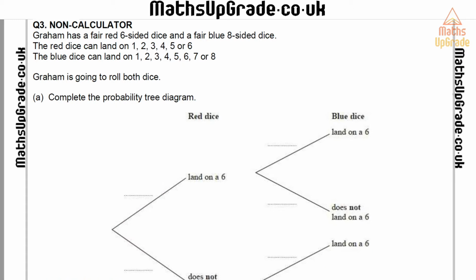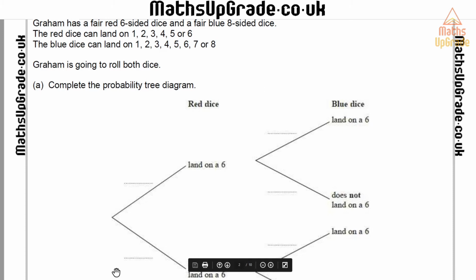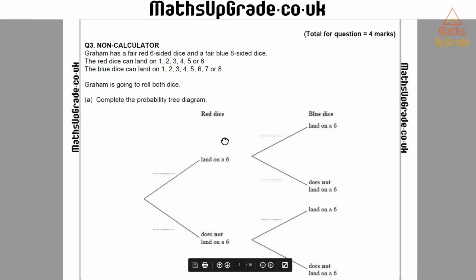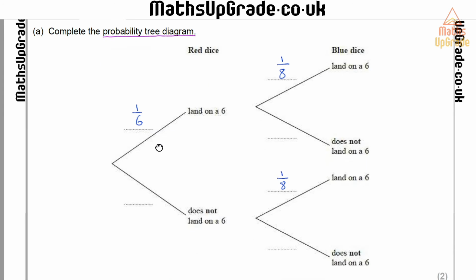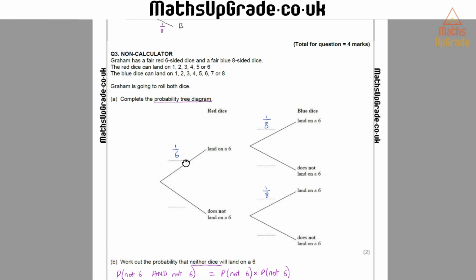Question 3 is worth 4 marks, and we're told that Graham has got a fair red 6-sided dice and a fair blue 8-sided dice. He's going to roll both dice. To complete the tree diagram first of all for 2 marks. The first section of the tree diagram is for the red dice. So if you look at the number the red dice can land on, it can land on 1, 2, 3, 4, 5 or 6. So probability of landing on a 6, well there's 1 six out of 6 altogether, so that's going to be 1/6. And so this must be 5/6, since both of these branches must add up to one whole one.